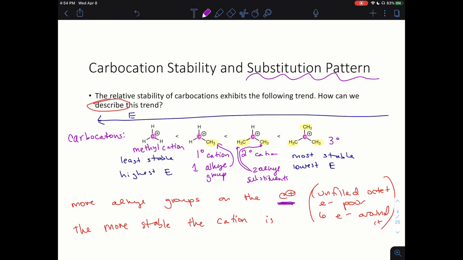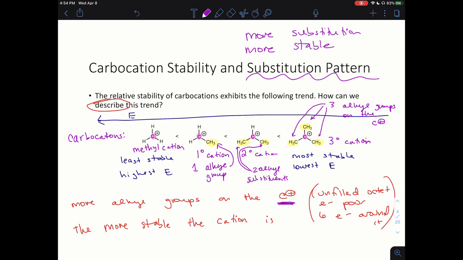And then finally, in this group, the tertiary cation is the most stable, and it's called a tertiary because it has, you guessed it, 3 alkyl groups on the carbocation carbon. Okay, so more substitution, more stable. That's another way to describe this trend. So we can describe the trend now.